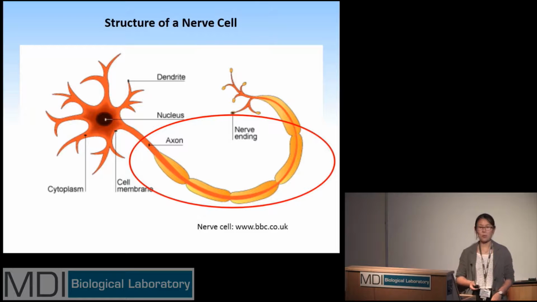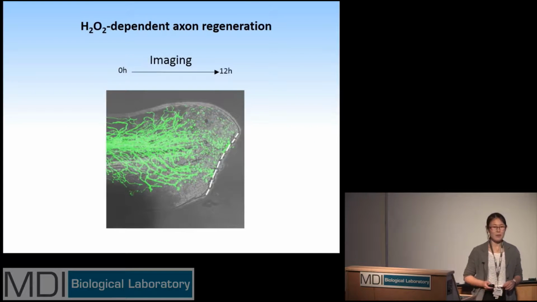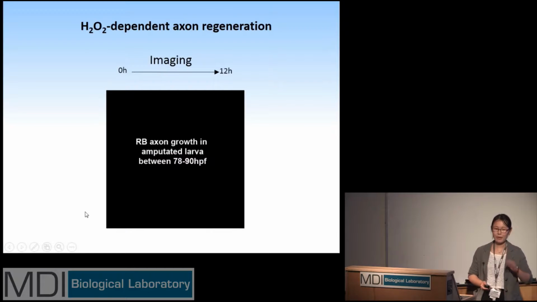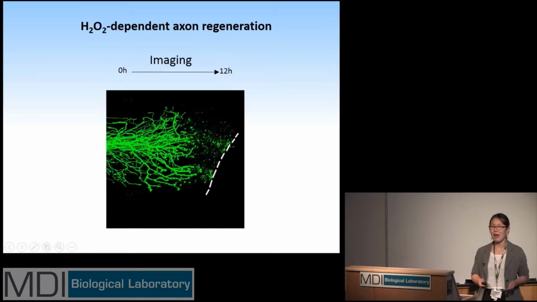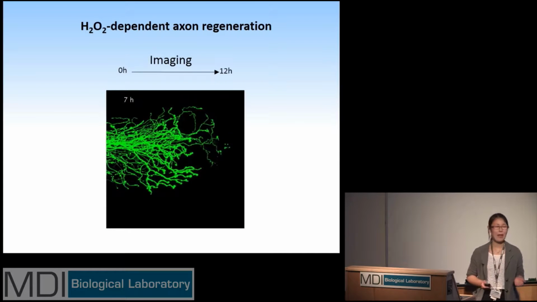To answer this question, one thing we can look at is hydrogen peroxide. Many of you might have used hydrogen peroxide to bleach your hair or disinfect your wound sites. However, in our cells, hydrogen peroxide can work as a secondary messenger. And Dr. Rieger has discovered that hydrogen peroxide is actually necessary for axons to regenerate.